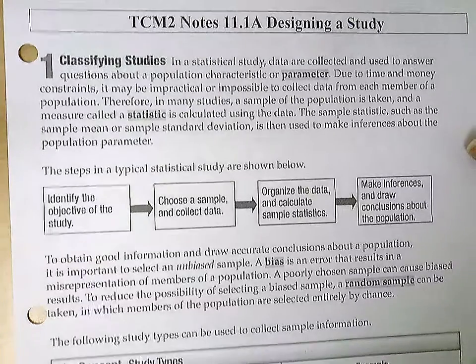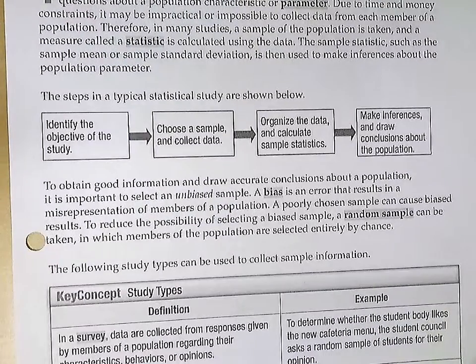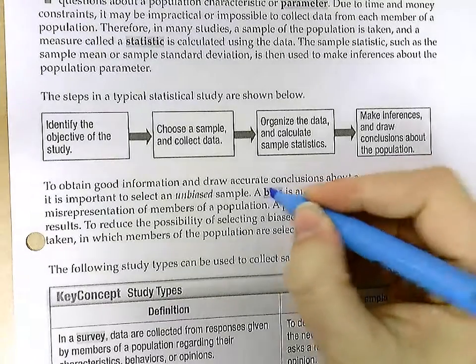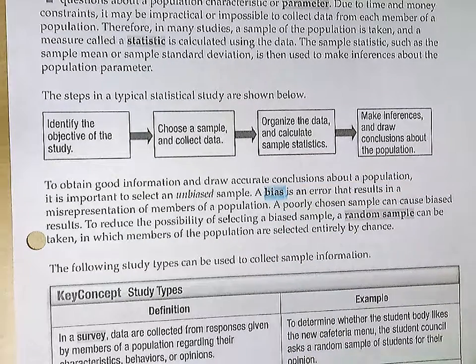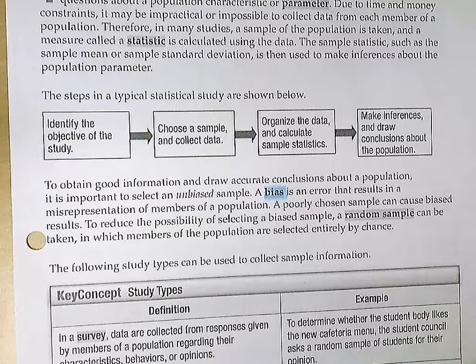Okay, so to obtain good information and draw accurate conclusions about a population, it is important to select an unbiased sample. I'm going to highlight bias here. So bias is an error that results in misrepresentation of members of a population. So some people might have a bias against certain samples that you're taking. A poorly chosen sample can cause biased results. To reduce the possibility of selecting a biased sample, a random sample can be taken in which members of the population are selected entirely by chance.